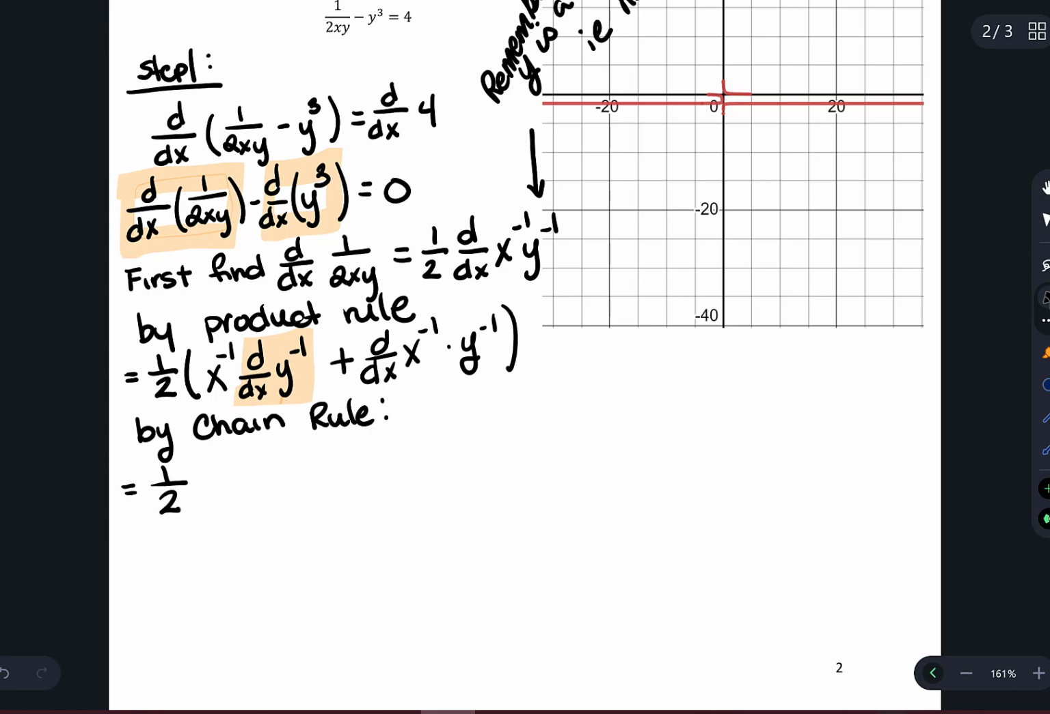I have the 1/2 comes forward, the x to the minus 1 stays, but now I have to take the derivative of this. And so remember from that previous section, we had that generalized power rule. So using the generalized power rule here, I'm going to have minus 1 times y to the minus 2, but y is a function of x. So I also have to multiply by the derivative of y with respect to x.